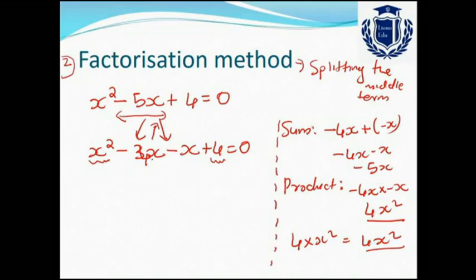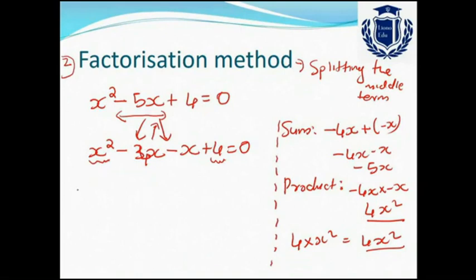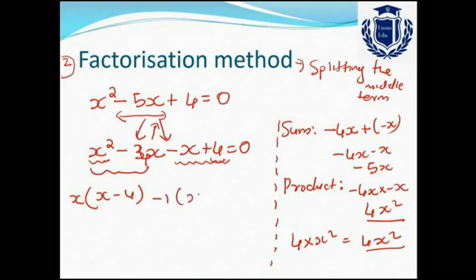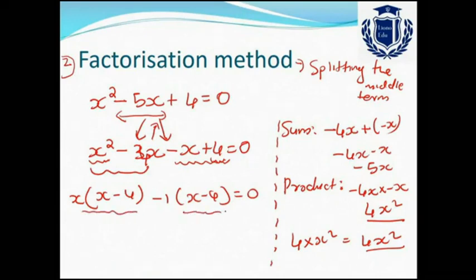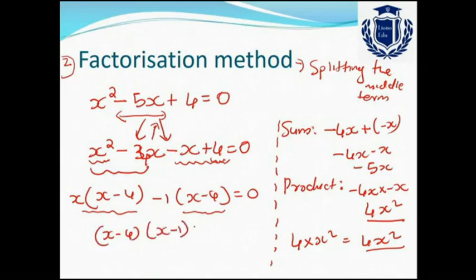Now let us take the common element outside. From here you can take x outside. So inside you will have x minus 4. Here you can take minus 1 outside. And inside you will have x minus 4 is equal to 0. In both of these, x minus 4 is common. So I take x minus 4 outside. Inside you have x minus 1 is equal to 0.